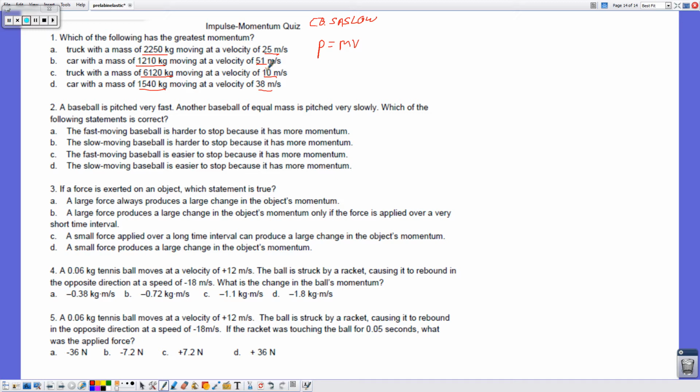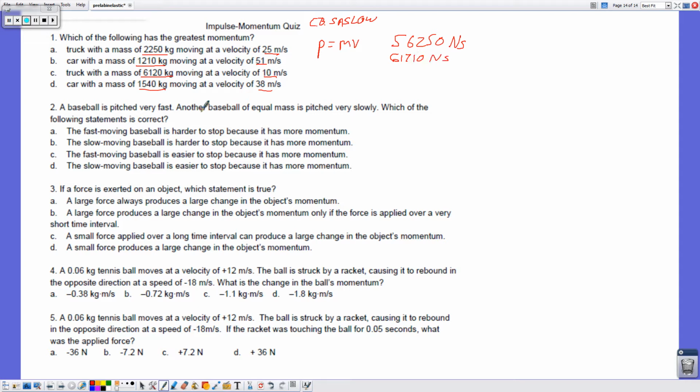So, 2250 times 25 equals... First one is 56250 Newton seconds. The second one is 1210 times 51, giving me 61710.